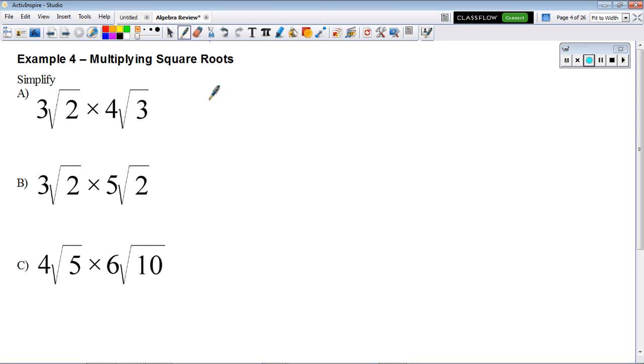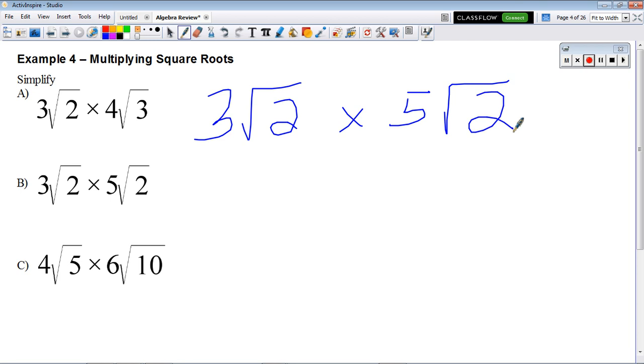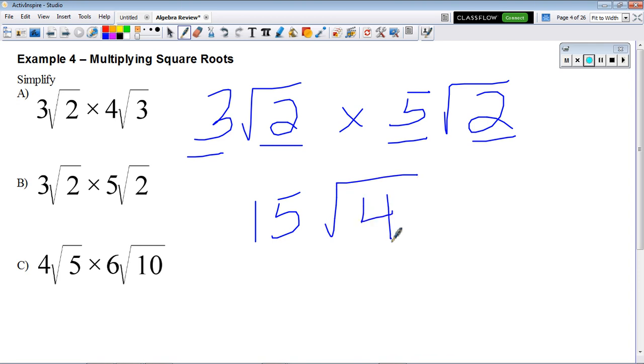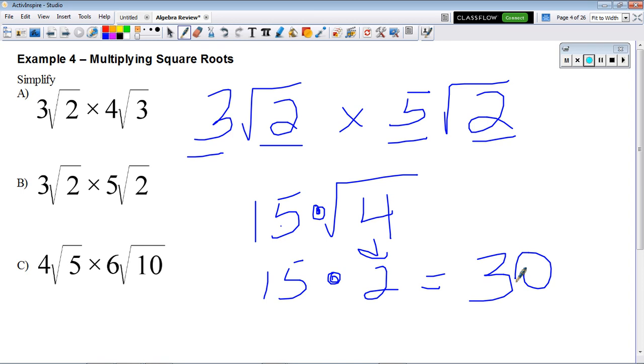For part B, I have 3 root 2 times 5 root 2, and I'm going to do the same thing here. I'm going to multiply the parts that are the same. So first I have these numbers that are in front of the square roots. 3 times 5 is 15, and then I have the parts inside the square roots. 2 times 2 would be 4. Now if you notice, what's inside the square root of 4 can be simplified. So I want to once again simplify this. The square root of 4 is 2. So remember that in between the 15 and the square root is a multiplication sign. So 15 times 2 would be 30. And that's the answer for part B.